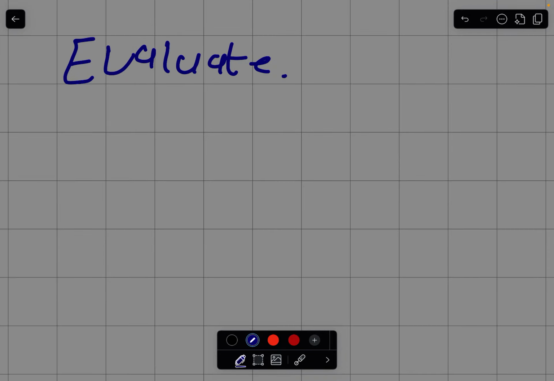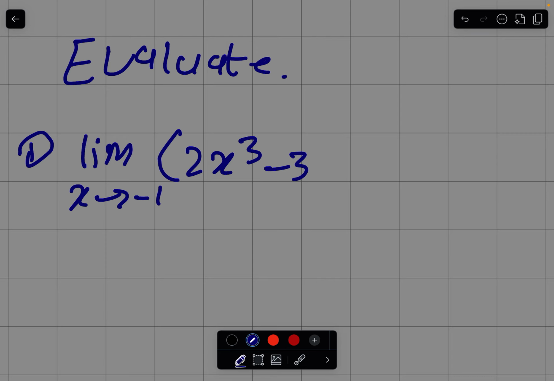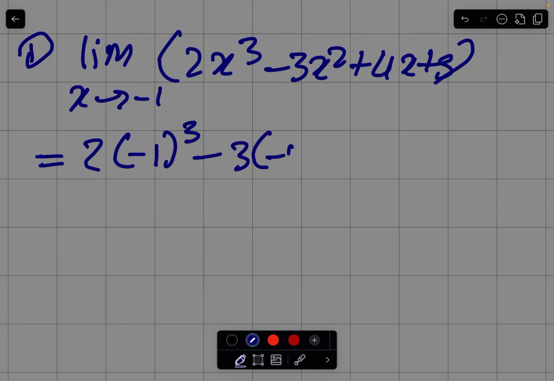The first easy question is the limit as x approaches -1 of 2x cubed minus 3x squared plus 4x plus 5. How can you evaluate this limit? This one is straightforward. We are going to substitute the value of x, which is -1: 2 times (-1) cubed minus 3 times (-1) squared plus 4 times (-1) plus 5.